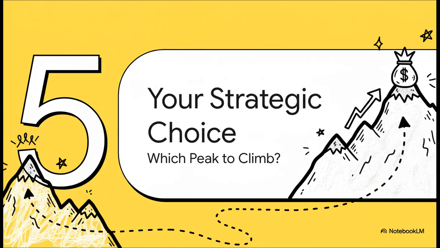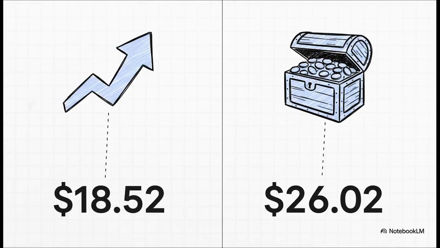So what we've discovered is that there isn't just one single perfect price. Instead, there are two, and each one sits at the top of a different mountain. The final step then is a strategic one, deciding which of those peaks you actually want to climb. So which price is the right one? Well, this isn't about math anymore.